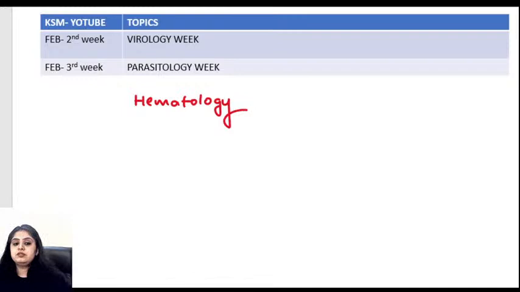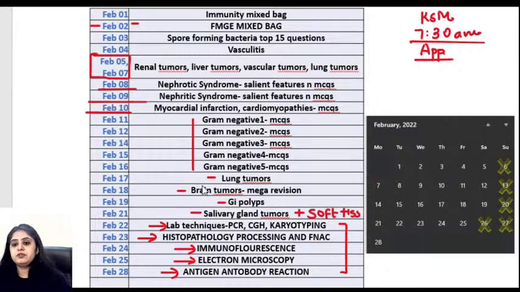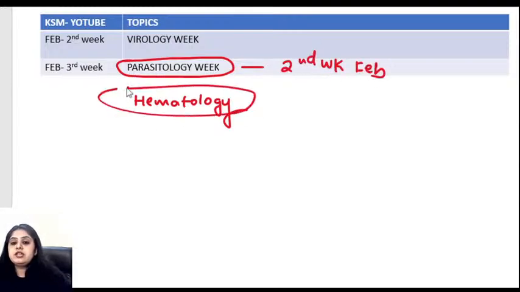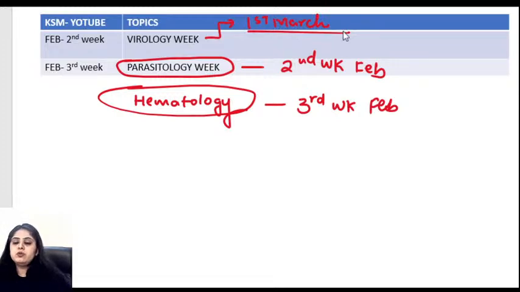So I've decided, because February is anyway a month where we have fewer days and we have to pack everything in this, because the exam is coming up, a little change out here. Parasitology I'm going to conduct in the second week of Feb. Hematology I'm conducting in the third week of Feb. And virology, although because of COVID all of you think virology is very important, not that many questions come from it. So virology I've planned for the first 3 days of March. Won't go beyond that because you have an exam. So that's a little bit of alteration that I've done.